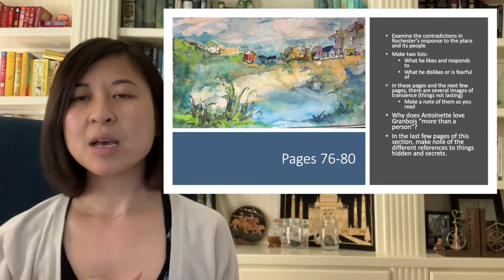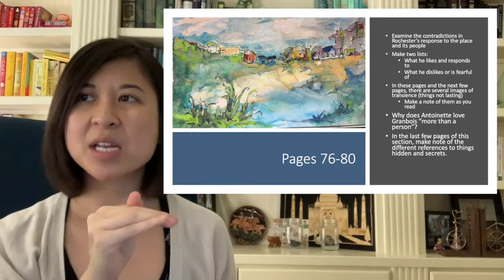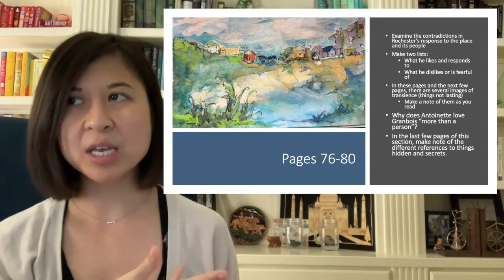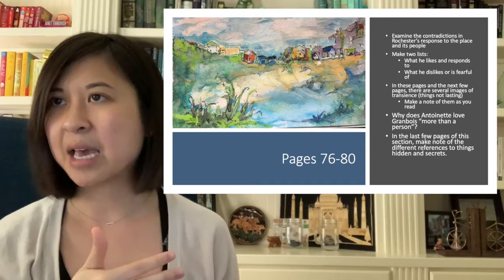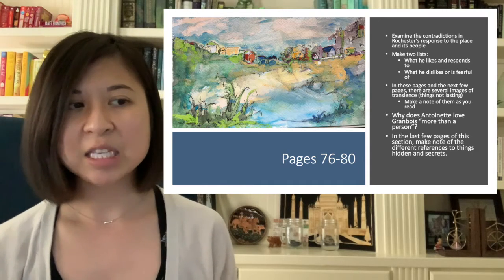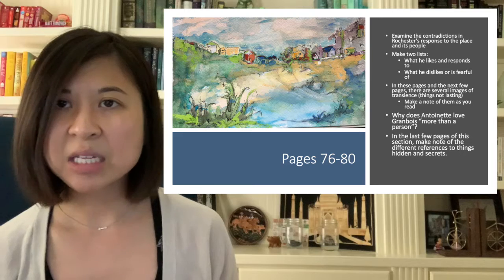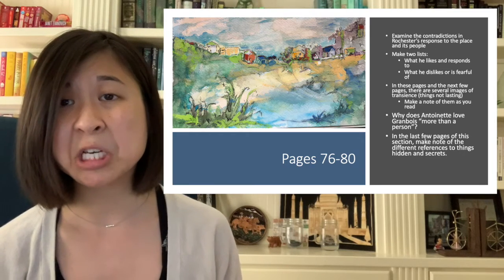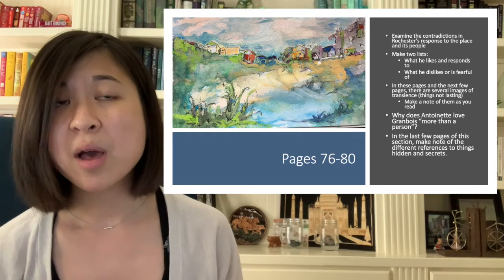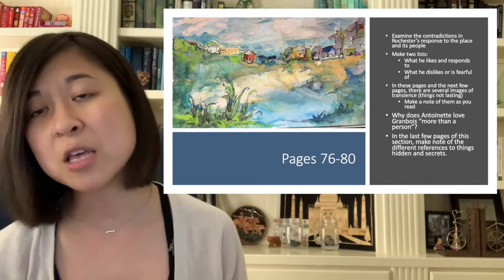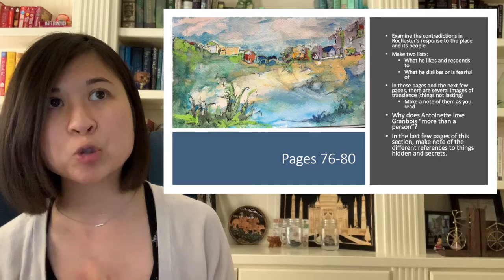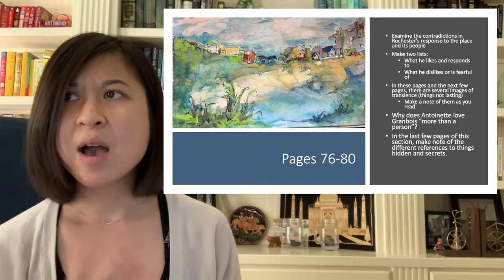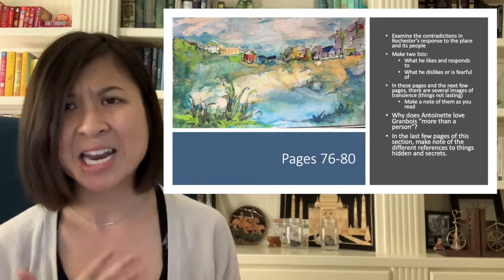Make two lists. Go back and think about what he likes and what he enjoys, and also what he dislikes and what he's fearful of. Just to give you a hint, it's pretty selfish, I would say. He seems to enjoy drinking the coffee, eating the food, and also swimming in the island pools, and of course what he describes in a negative way.